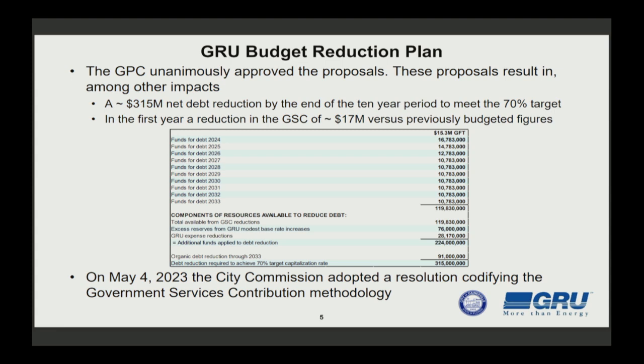And then finally, the last piece is the $28.2 million in O&M budget reductions that we committed to making as part of this process. And that's what we're here to talk about today, with the detail of what makes up the first year of those cumulative $28 million cuts over the next decade. And it's worth noting that last week, when we met with the commission, they adopted a resolution that codifies this new government services contribution methodology.